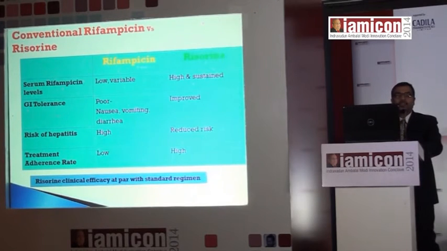Now rifampicin. When rifampicin is used, it causes a lot of problems like GI intolerance and hepatitis. So Rizorin was introduced in the market as an alternative to conventional rifampicin, and it was proposed that by giving half the dose of rifampicin as Rizorin, there can be sustained levels, improved GI tolerance and decreased hepatitis.